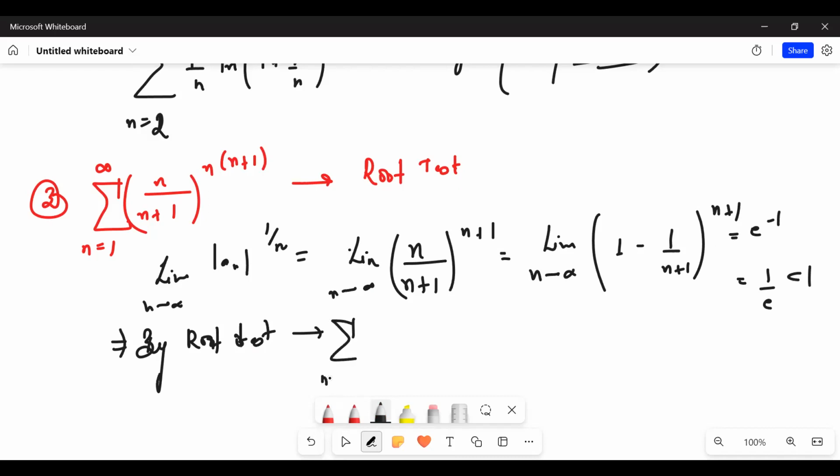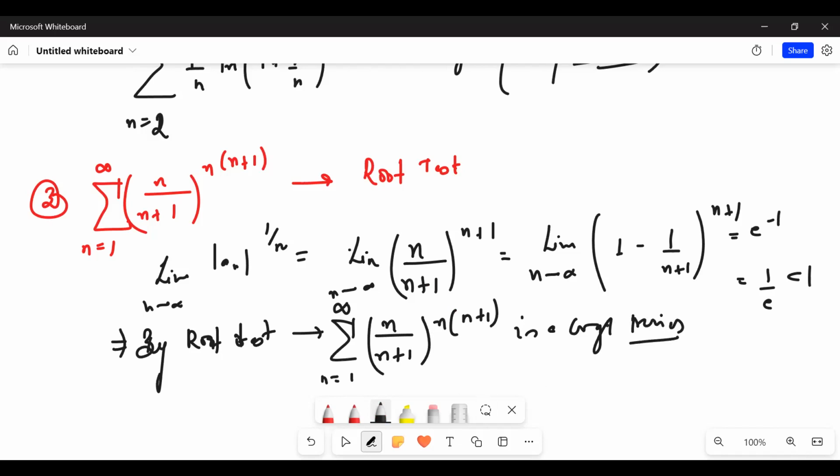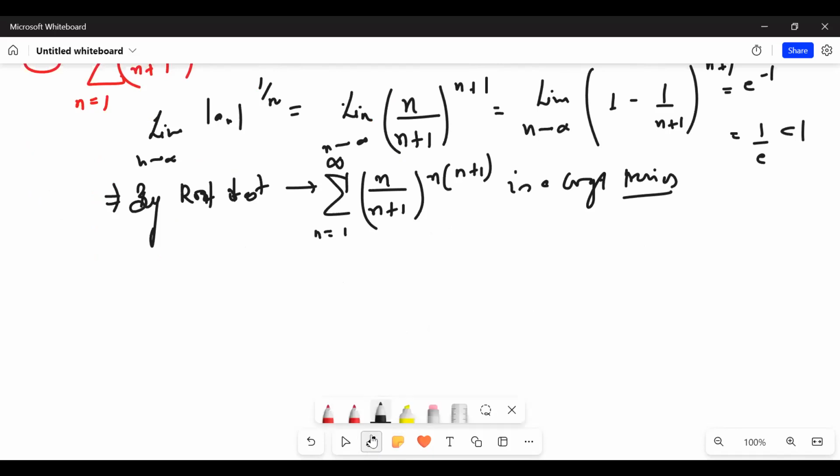the series given by summation n equals 1 to infinity of n upon n plus 1 raised to power n into n plus 1 is a convergent series. This is from the root test. Okay, now let us do another problem.